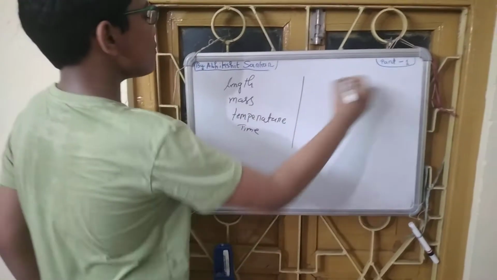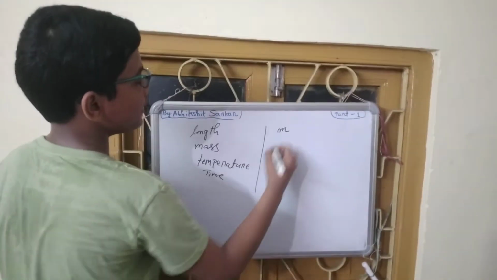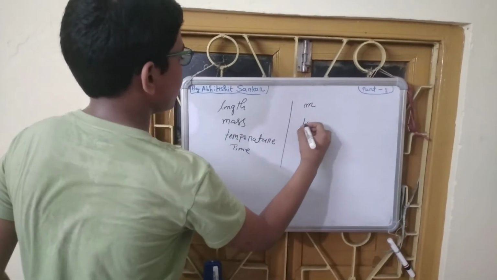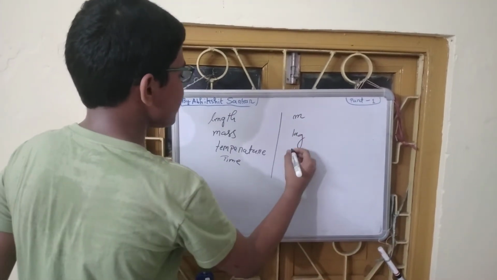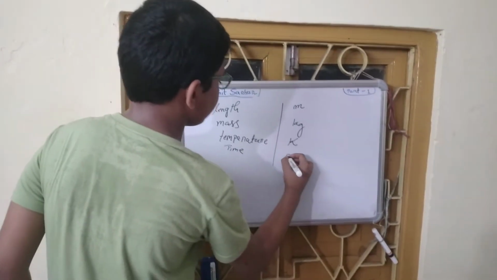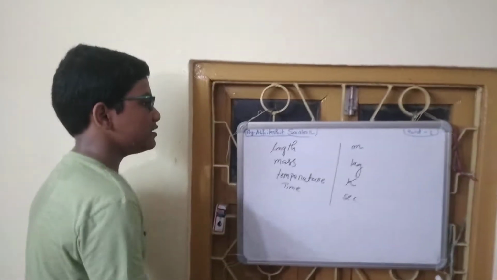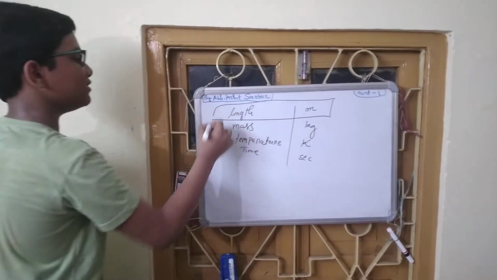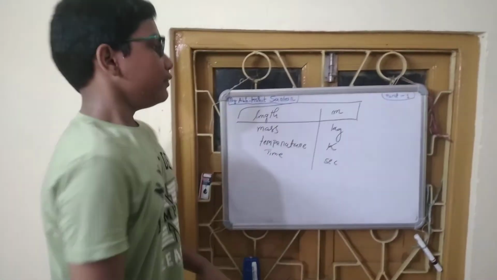Length. The SI unit of length is meter. The SI unit of mass is kilogram. The SI unit of temperature is Kelvin, and the SI unit of time is second. Now, in this video, we are only going to learn about length.